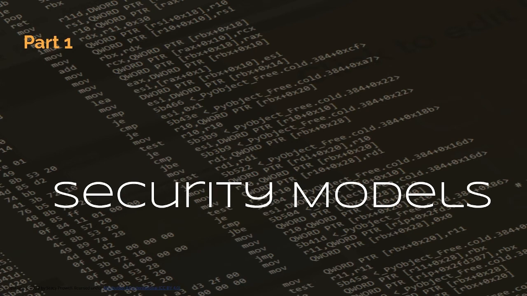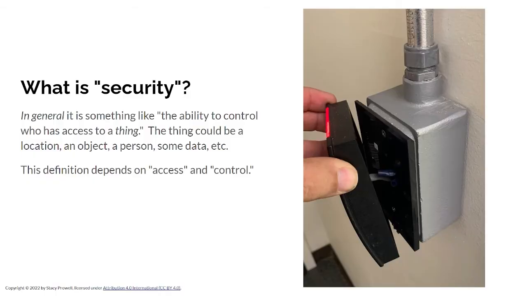All right, with that aside, let's talk about security models, ways of structuring your thoughts and discussions about security. And this leads us, of course, back to the question that we keep coming back to, which is, what is security? In general, security is something like the ability to control who has access to a thing. That's not a great definition. It's a good working definition for us right now.